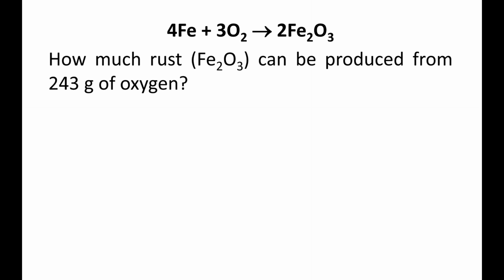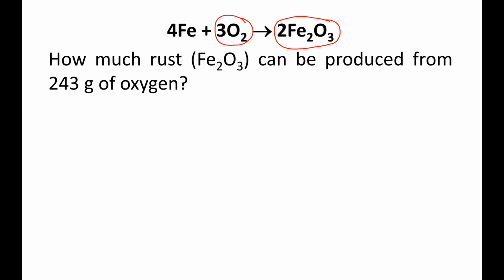Once again we're using our iron plus oxygen gives you rust, or iron 3 oxide. So how much rust can be produced from 243 grams of oxygen? So the first thing I'm going to do is circle the 2 substances that I'm working with. So I'm working with rust and oxygen.